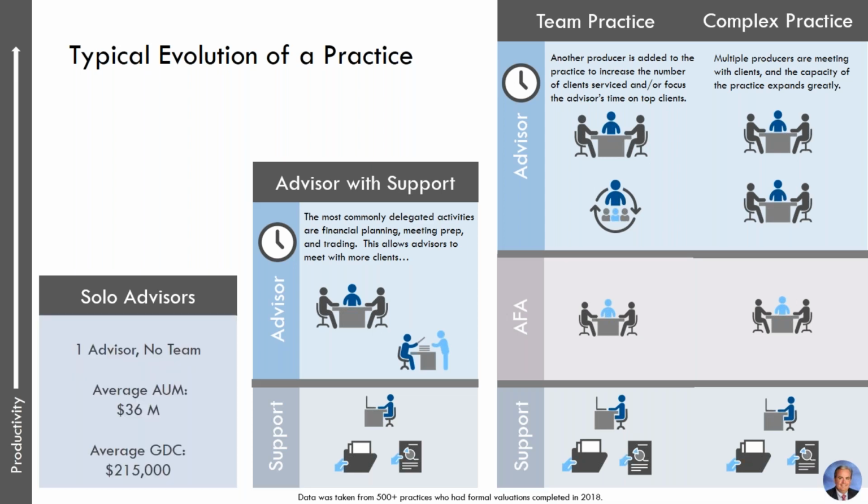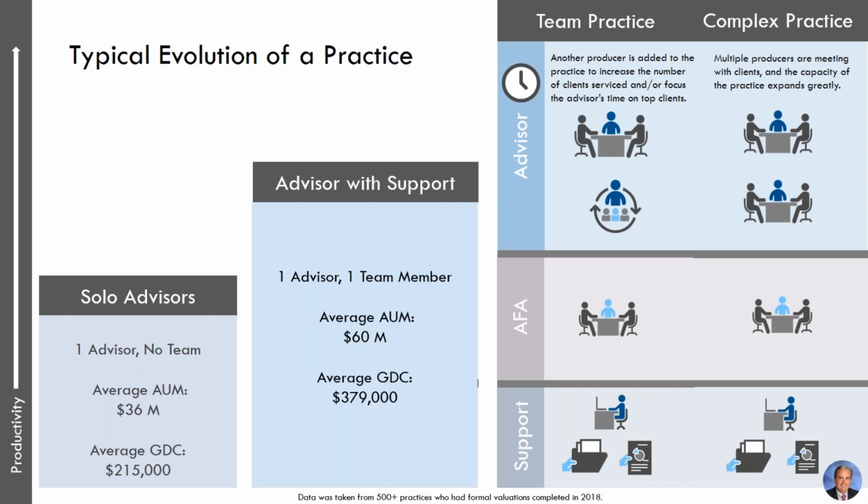So when you look at a sole practitioner, you'll see that we define it as one advisor with no staff. On average, they manage about 36 million in AUM, and they produce about 215,000 of revenue or gross dealer concession. And we get these statistics from the valuations that we do. We do about 400 valuations every year, and this data came from the last 500 valuations that we've performed.